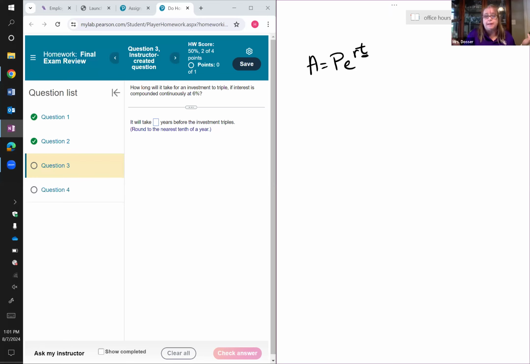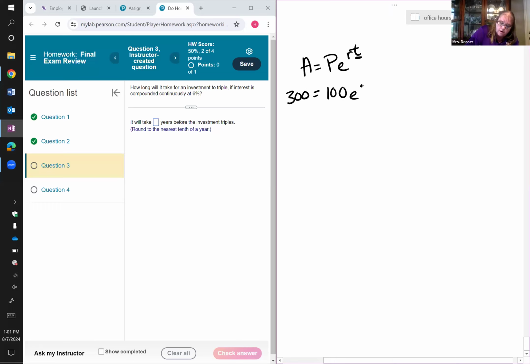I'm going to pick 100 for P, because again, it doesn't matter. Pick anything you want to. So if we use 100 as our starting value, we want it to triple, so we want our ending value to be 3 times that, or 300. Again, E is a number, not a variable, but we are plugging in 0.06 for R, and then we're solving for T, so we're going to leave that as T.